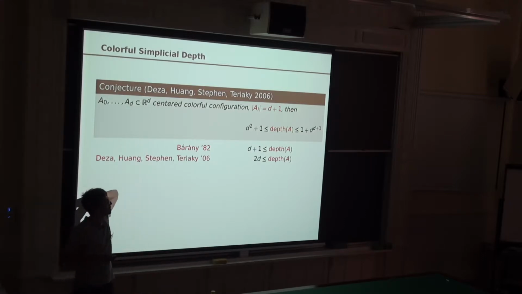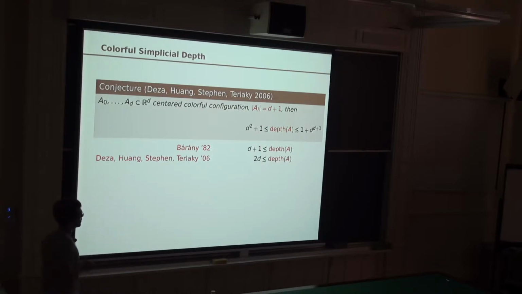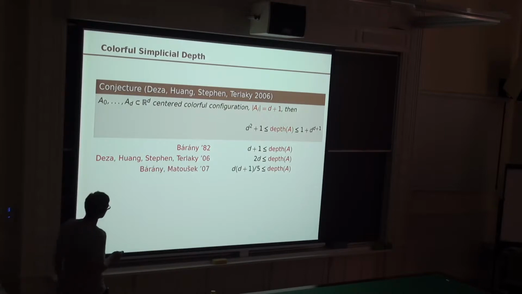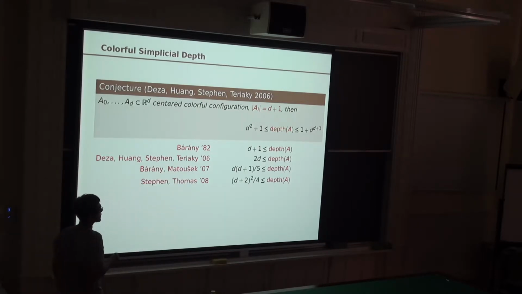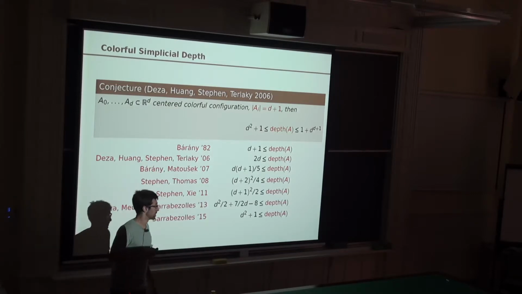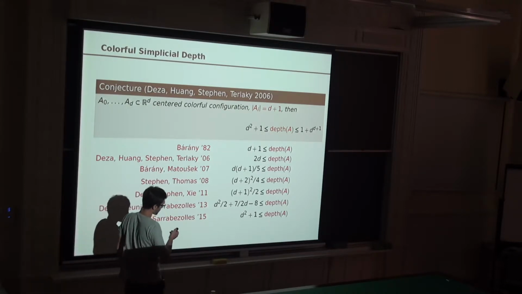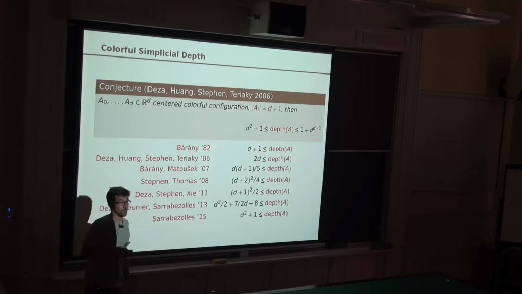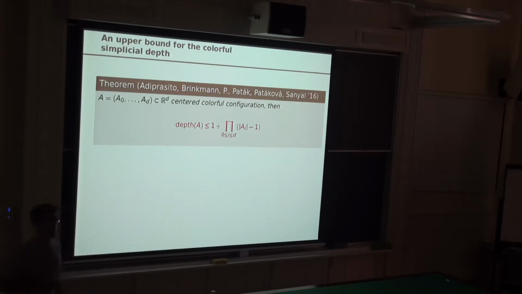Then when they posed the conjecture, they managed to prove that there's always 2D colorful simplices containing the origin. And then we had the first quadratic bound, and there was a series of papers improving the constant for this quadratic bound, until the last one, where Pauline Sarrabezolles 2 years ago managed to prove this conjectured lower bound. But for the upper bound there was no progress.